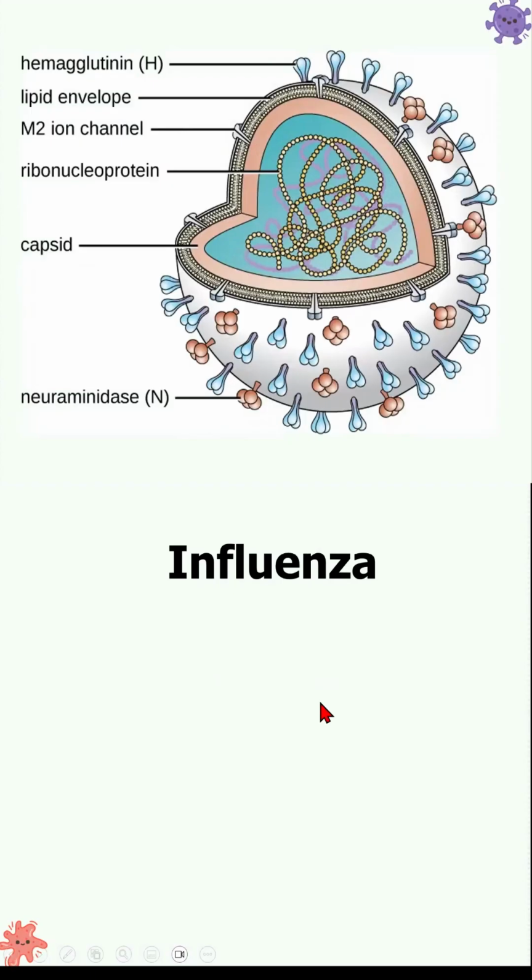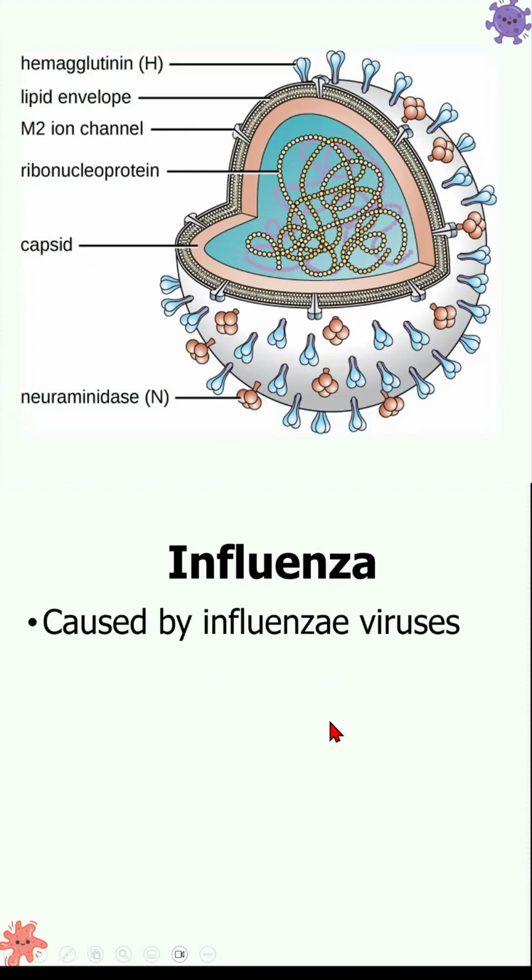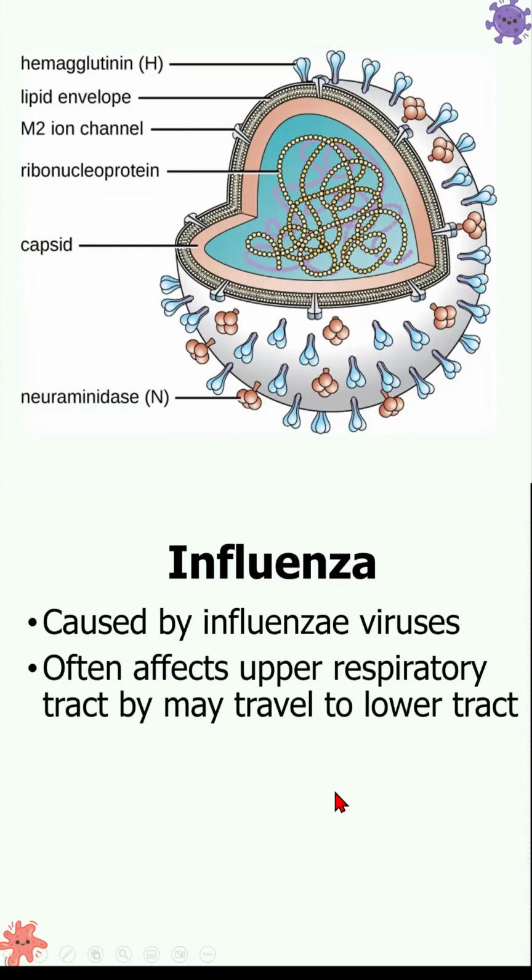So speaking of influenza, that is the next virus we're going to talk about. So it's caused by the influenza viruses. There's different types as well, but they're all going to be in this group called the influenza viruses. Again, this is going to be affecting our respiratory system, primarily the upper respiratory tract, but it can travel down to your lower respiratory tract, which is your lungs. But yeah, pretty much the whole respiratory tract can be affected.